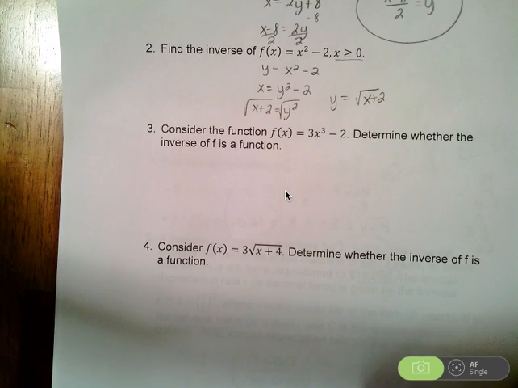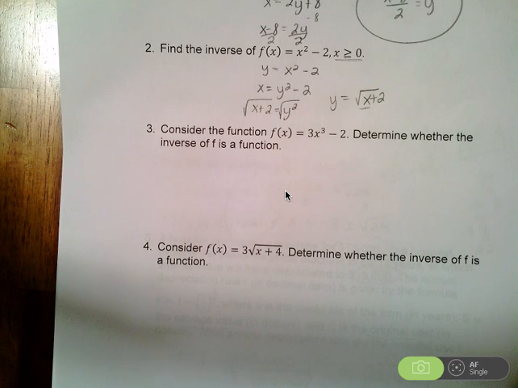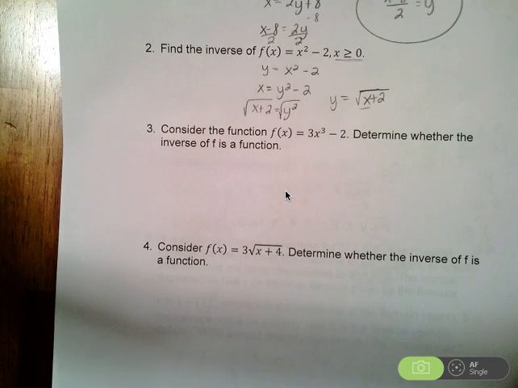The reason we're going to say x has to be greater than or equal to 0 is because we cannot take the square root of a negative number. So we're just going to restrict our domain just like that. Beautiful. Moving on.